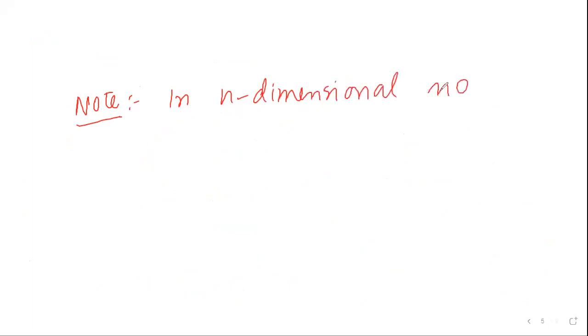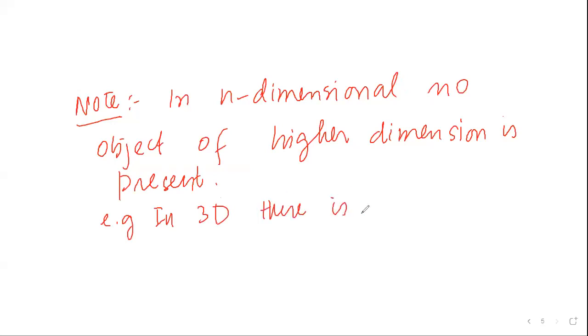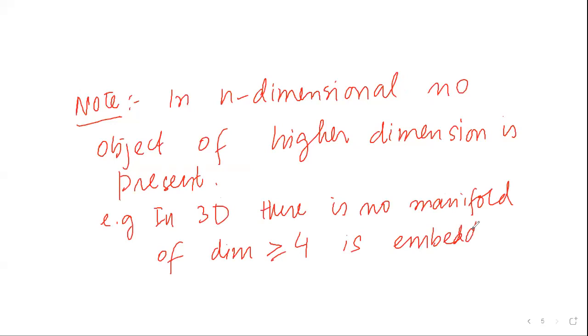One last thing, and after this we move to a new meeting. Note that in n-dimensional space, no object of higher dimension is present, which means that, for example, in 3D, there is no manifold of dimension greater than or equal to 4 that is embedded. The more technical word is embedded, which is why I'm writing embedded here. Is embedded in. Okay.